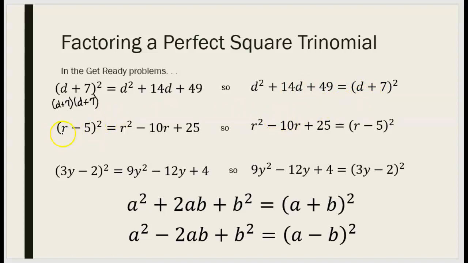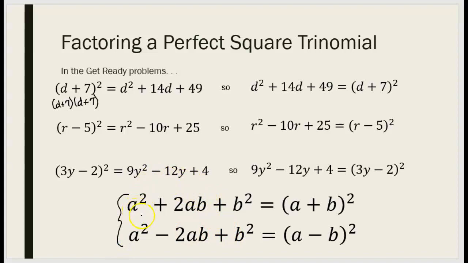Okay, so this one we figured out, (r − 5) squared works out to be this particular trinomial. So it makes sense then that this particular trinomial is going to break down or factor into (r − 5) squared. Same thing with this last one here. You guys can take a look at that. So basically this is the rule that we're going to follow, okay? And I'm going to show you exactly how to apply this on the next screen.